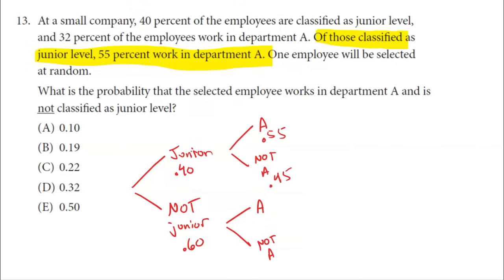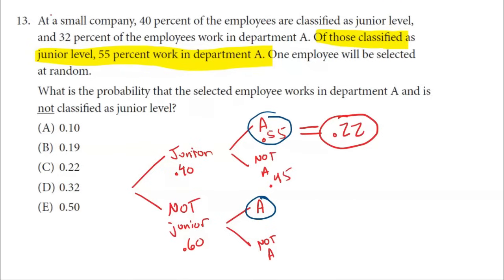Now, the other thing we were told is that the total A, if I take all of this A at the end and all of this A at the end, is 32% of all employees in Department A. All right, so here's the deal. We already know that the end result of this branch would be junior and in Department A. To get to that branch, we just multiply because the 55% is on condition that you were a junior level first. So 0.4 times 0.55 is 0.22. So again, we already know that portion of the tree diagram.